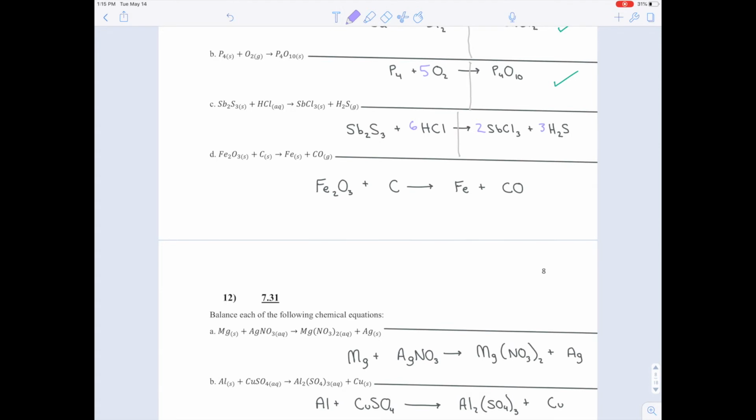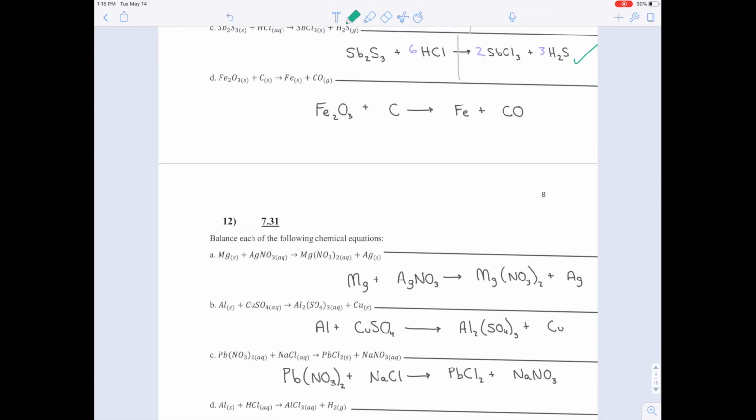All right, last but not least, how many chlorines do we have on the left? Remember to distribute. We have 6 chlorines on the left. How many do we have on the right? Remember to distribute. 2 times 3 is 6 on the right. So every element here is balanced, so this whole equation is balanced.